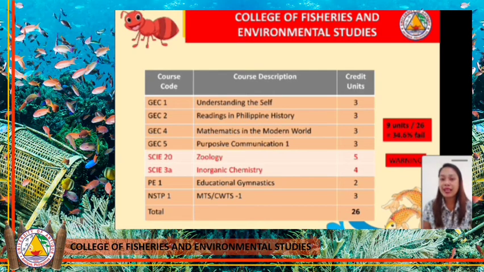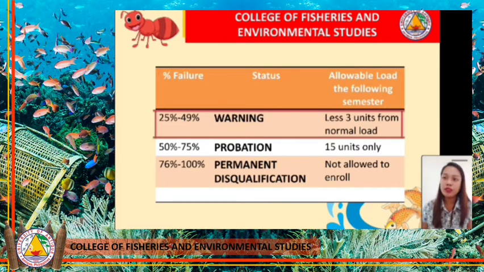So we will compute your scholastic status or your standing by using the formula. Given that zoology has a credit unit of 5 and inorganic chemistry has 4 units, meaning you failed 9 units out of 26 units, when you compute 9 over 26, it will give you a failing rate of 34.6%. Okay, so if you look at our table, you are under a warning status. Now what will happen if you are under a warning status?